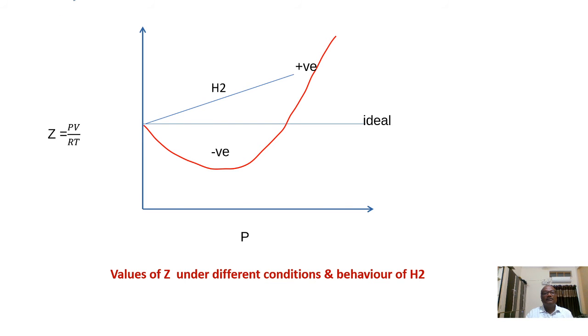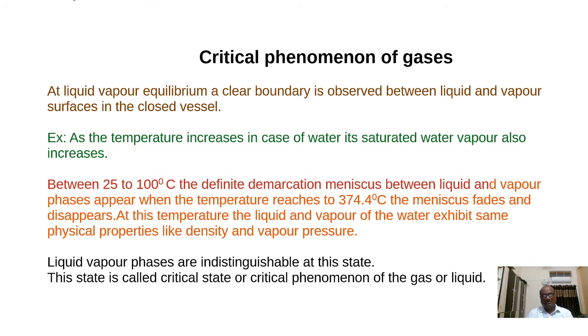Right. Next topic is critical phenomenon of gases. What is the meaning of critical phenomenon? Suppose a closed vessel is there. In that closed vessel, a liquid is placed. Then what happens? The liquid will evaporate to fill the space which is present above it. Now the closed vessel is partially filled with a liquid.